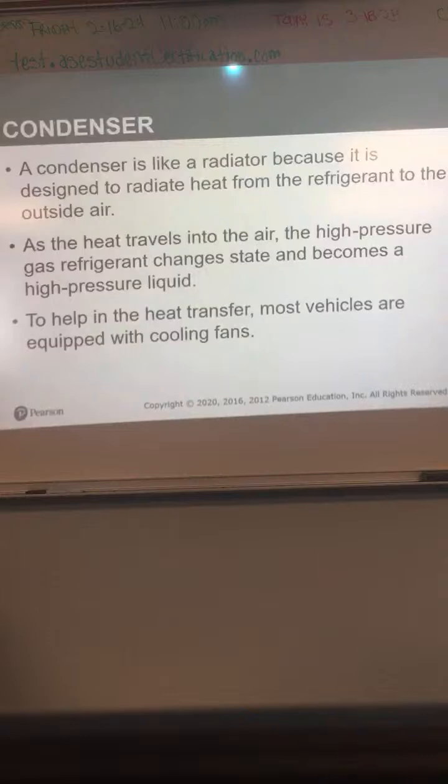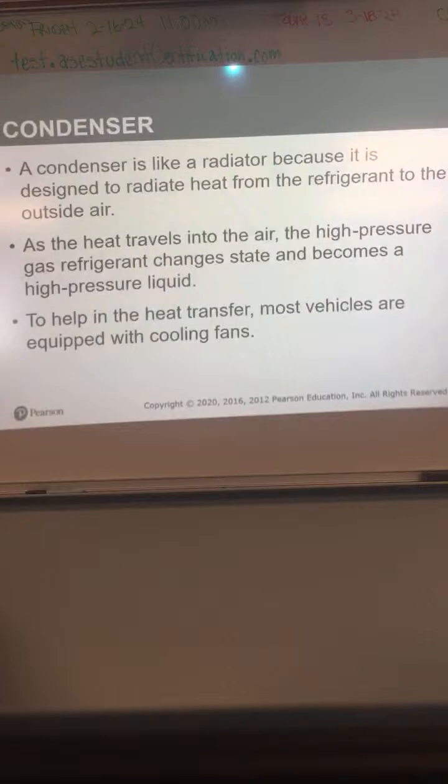What is the state of the refrigerant as it enters the condenser? It's hot. What is the state of the refrigerant as it enters the condenser? It's right in front of you. Vapor. What's the state of the refrigerant as it enters the condenser? It's a gas. It's right in front of you. It's a high pressure gas, right? Yeah. What happens as it flows through the condenser? It changes state to what? High pressure liquid, okay? It's right there.